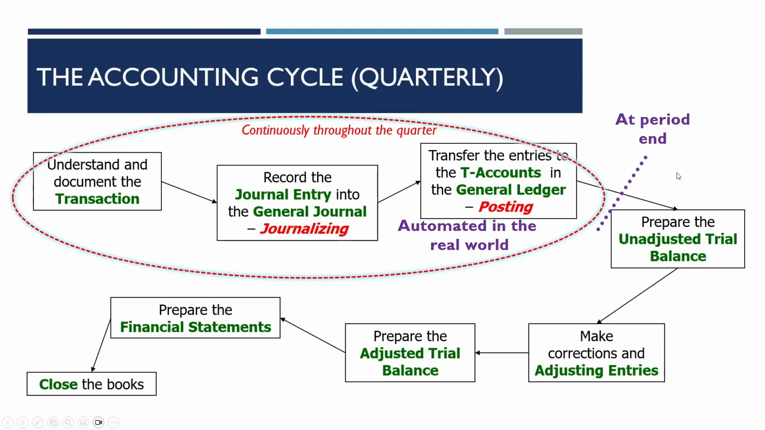At the end of the quarter, they do a little bit of bookkeeping, which we're going to skip. They prepare the trial balance. And then they have to make corrections, which is if they found any errors, and something that is of interest to us for this video, which are the adjusting entries.